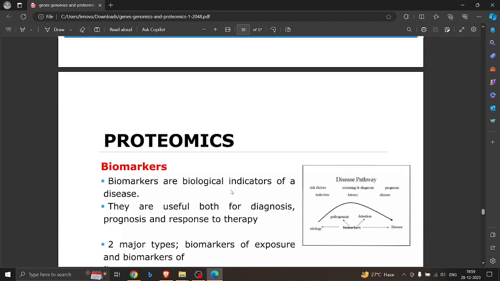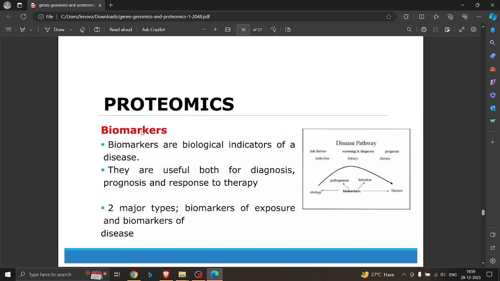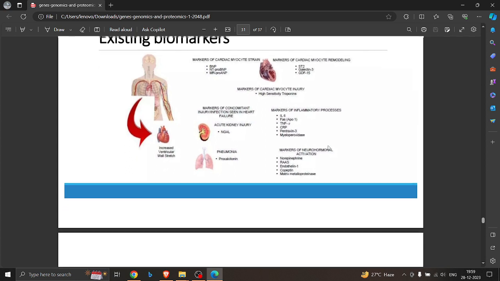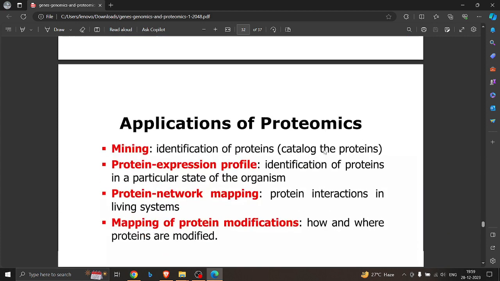So proteomics has biomarkers. Biomarkers are biological indicators of a disease. They are useful both for diagnosis and response to therapy. Two major types of biomarkers, biomarkers of exposure and biomarkers of disease, can be studied with proteomics. Existing biomarkers, if you see here, the cardiac region, the respiratory region, everything, this diagram illustrates this.